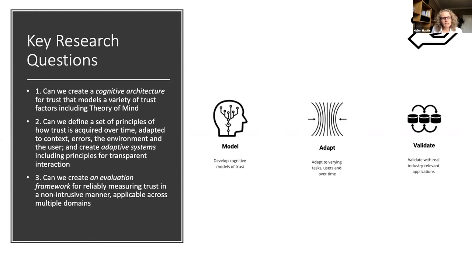Okay, so the key research questions that we're looking at: we want to create a cognitive architecture that includes a variety of factors, including theory of mind. Can we define a set of principles of how trust is acquired over time, adapted to context, to errors, to the environment, to new users? And can we create these adaptive systems that can move forward through transparent interaction? And then how do we evaluate our system? Can we reliably measure trust in the other person, either in non-intrusive ways or through subjective and objective measures? So there's these three areas that we're looking at.